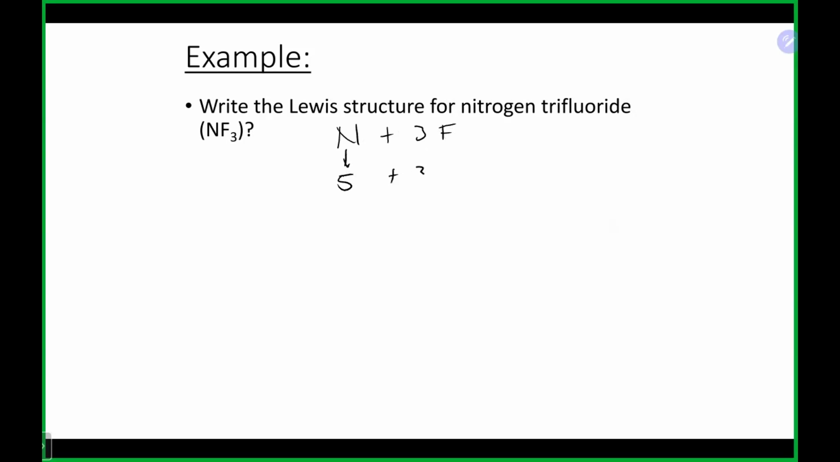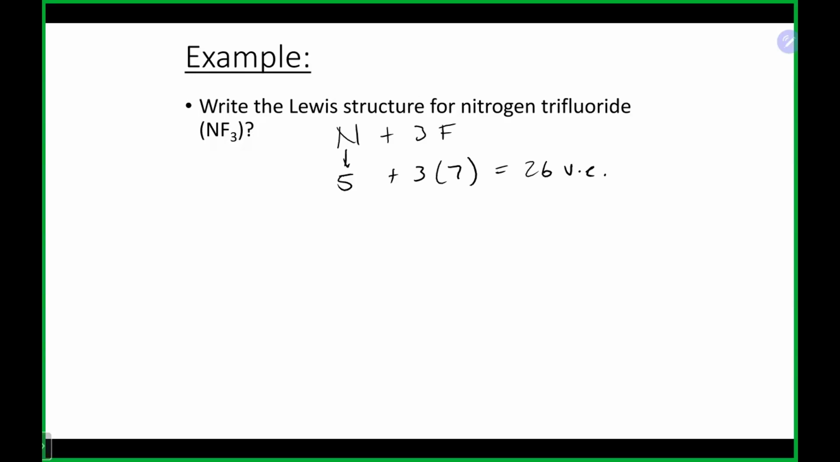There are 3 fluorines, each one's 7 from group 7. That means 21, and 5. 26 valence electrons is the magic number for my picture in this case. I have to hit exactly on that number. I can't have any more, any less.